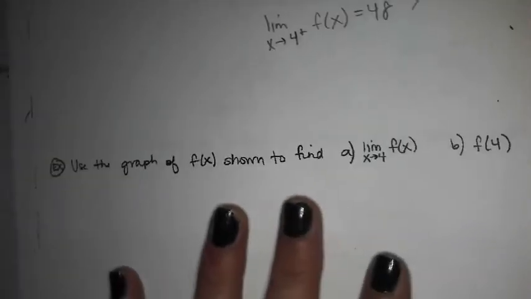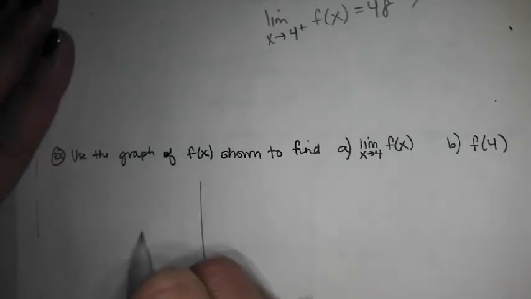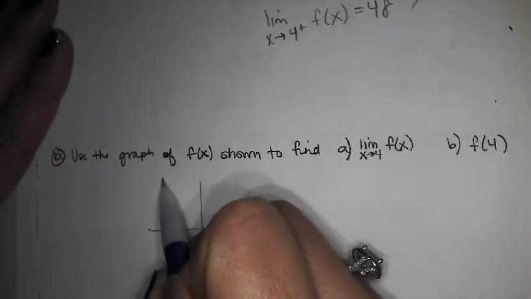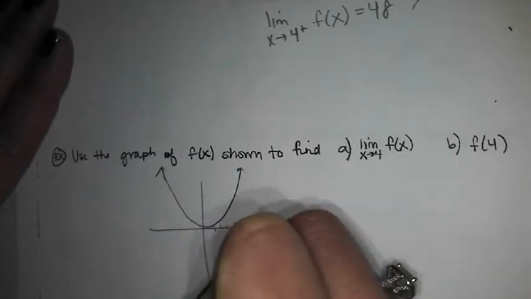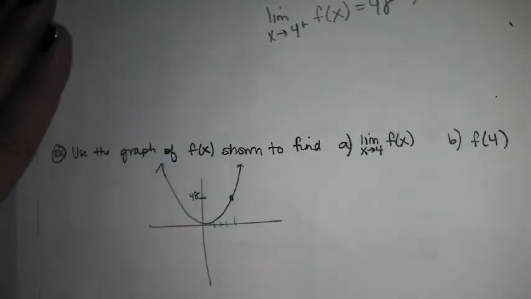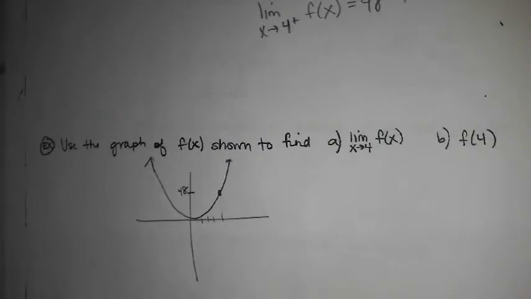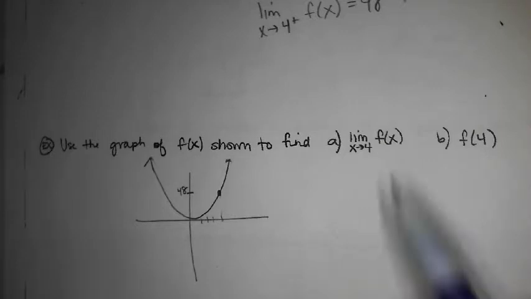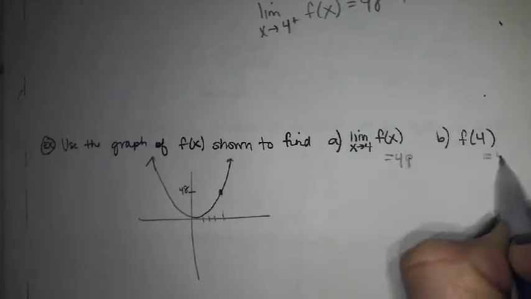Use the graph of f of x shown to find this limit. So we're just kind of sketching what I just had. 1, 2, 3, 4, we'll say is right here, and that's at 48. So this is illustrating what we were lacking on the other side, where the limit and the function value did not exist, or did not match. Here, the limit is 48, the function value is 48.